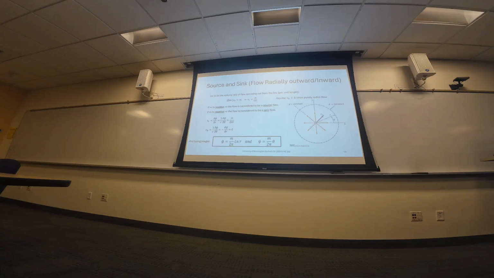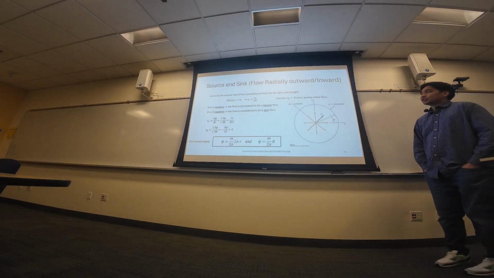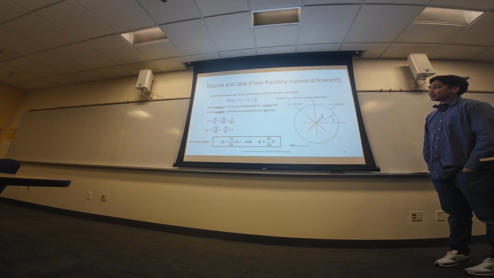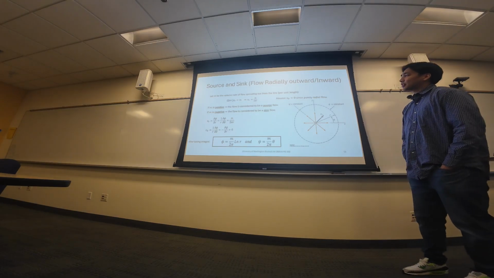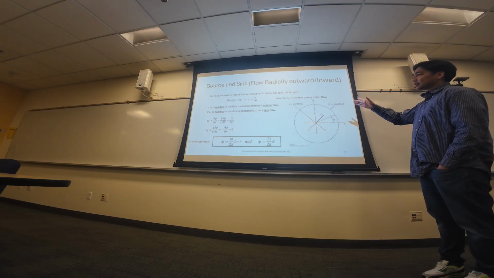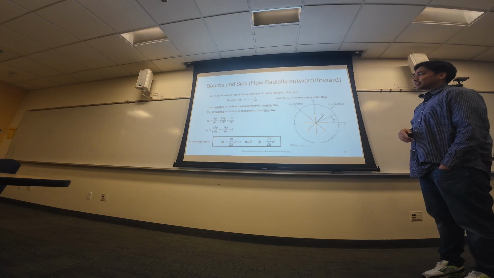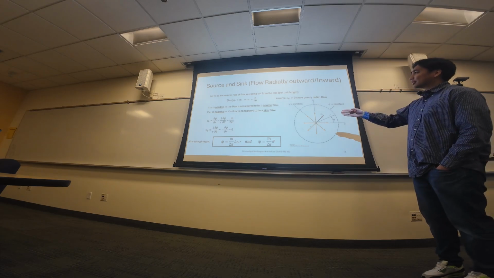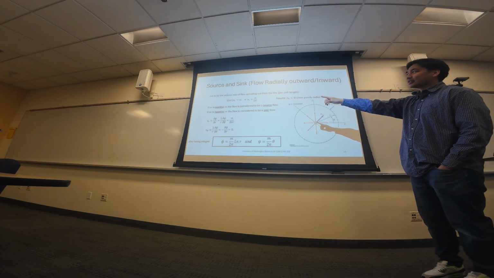Okay. Sources and sinks. Essentially, hopefully these are something you saw in Calc 4. Sources and sinks flow radially outward or inward. So we introduced this new variable m, and don't get it confused with mass. It is a volume rate of flow spreading out from the line per unit length. So you'll see in an example problem I'm going to show, we'll do units for this m.